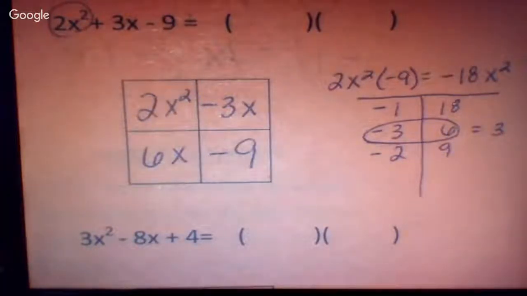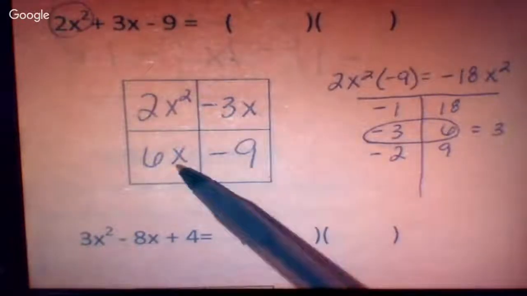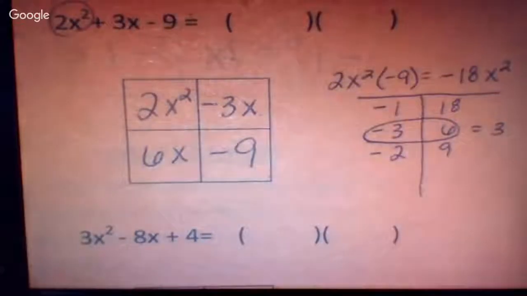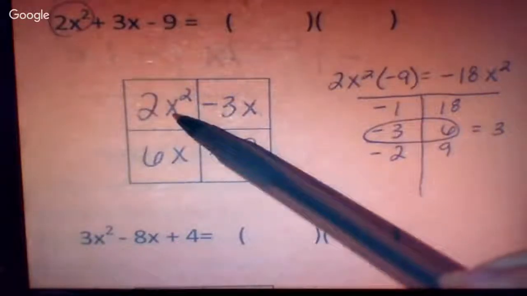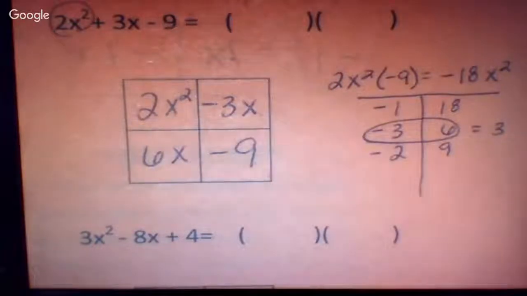Does it matter which ones you put in which squares? Could a 3x be with 6x? Yes, it does not matter. That was a good question. Grace asked, did it matter that I put the negative 3x here and the 6x here? Absolutely not. We could have switched them and done it the other way. Your key is to keep your x squared term here and your last term here. These two terms, it does not matter.